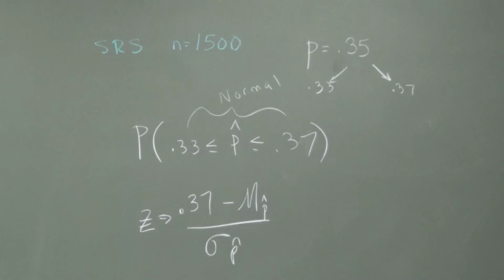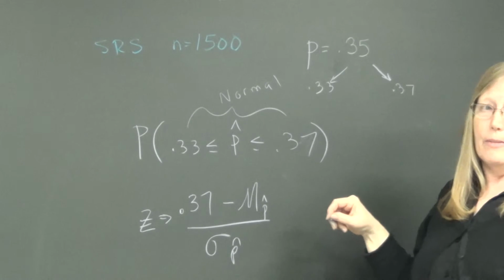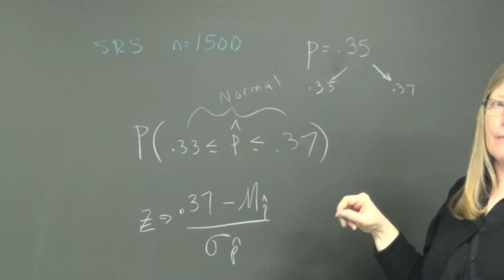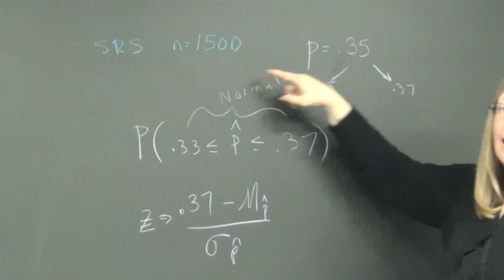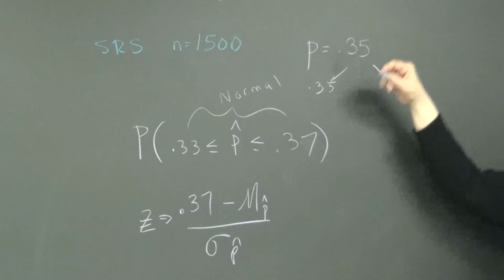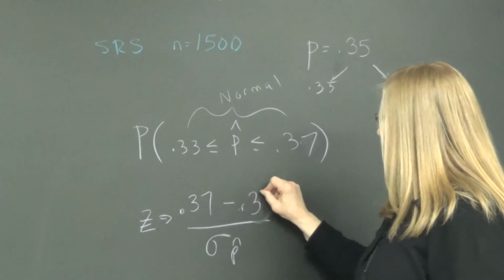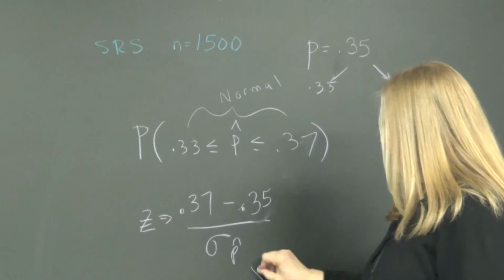What is the mean of p hat in this problem? The proportion p, which is 0.35. The 1500 is the sample size.